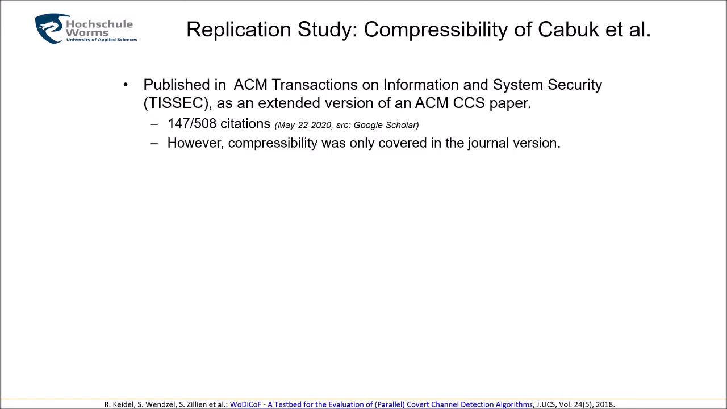But first, let's look at a publication where we described the Vodikov test, but also performed the first replication study in network steganography or network covert channel research, namely a paper by Cabuk et al. The early version of the paper was published at ACM CCS, which is one of the very best conferences in cybersecurity. And the extended version was published in the ACM TISSEC journal, which is a very good security journal. The journal version received over 500 citations since then.